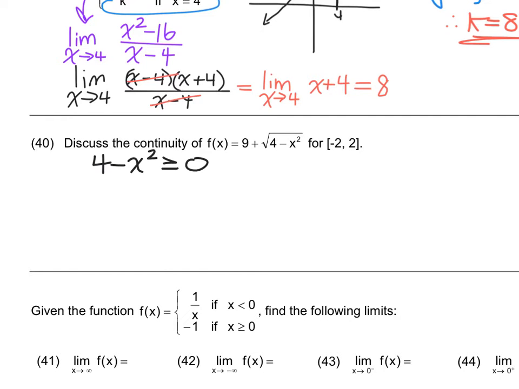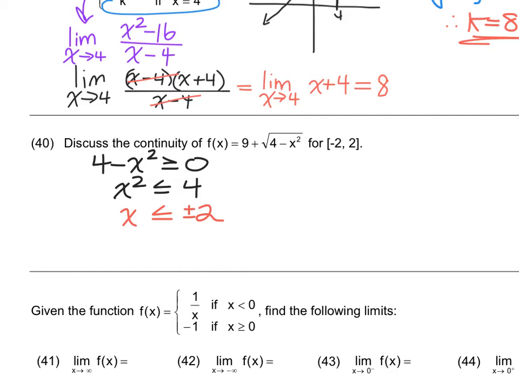Subtract, divide, take the root. You're looking at x squared less than or equal to 4. If I subtract the 4 and then divide by the -1, dividing by -1 is going to reverse the sign. And so x, if I take the square root, will be less than or equal to plus or minus 2.